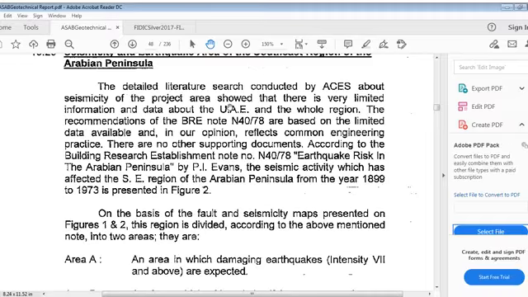A detailed literature search conducted by us about the seismicity of the project area shows that there is very limited information and data about the UAE and the whole region. The recommendations of the BRE note are based on limited data available and in our opinion reflect common engineering practice. There are no other supporting documents according to the Building Research Establishment. I'm not telling the numbers of these earthquakes because you can read them yourself. Earthquake risk in the Arabian Peninsula.